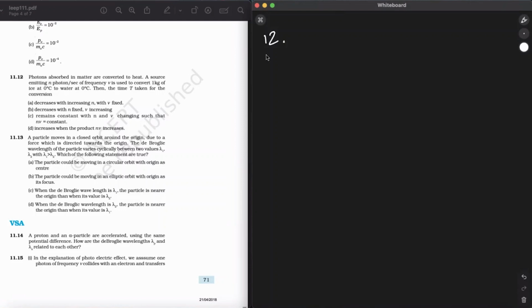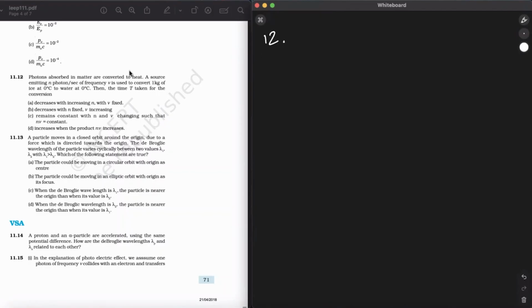So let me just tell you one thing. These kind of questions where they're using concepts of different chapters, these are the best kind of questions that you can think of. Alright, why? Because they use the basic concepts. They don't use those advanced concepts. They use the basic concepts from different chapters and they just club them.